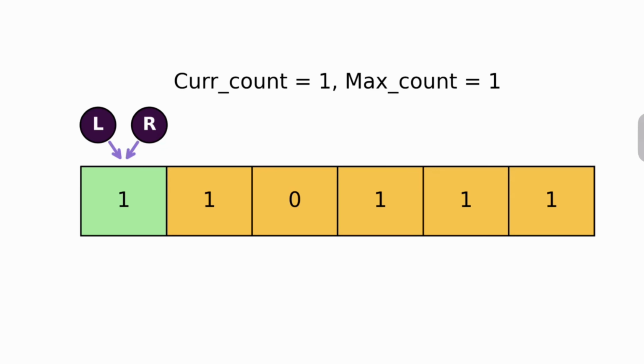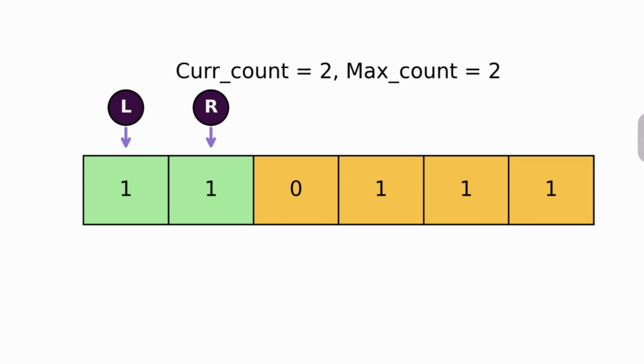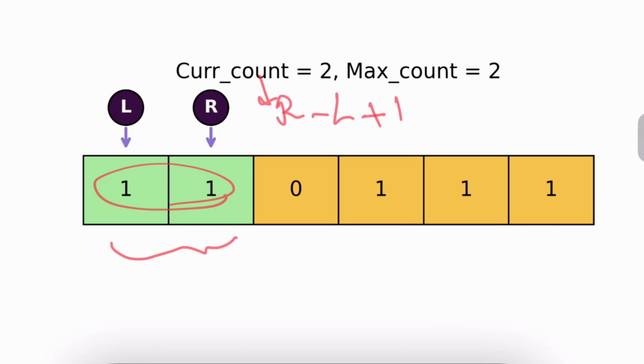When we move our right pointer, we have this, so we can see right now in our window we have 2 ones, which is right minus left plus 1, so we can calculate this as right minus left plus 1. And we compare the current count here with the maximum count, which was 1. Since 2 is greater than 1, we update our maximum count to 2. Okay, and here, since the value at the right pointer is 1, we keep the left at the same index.